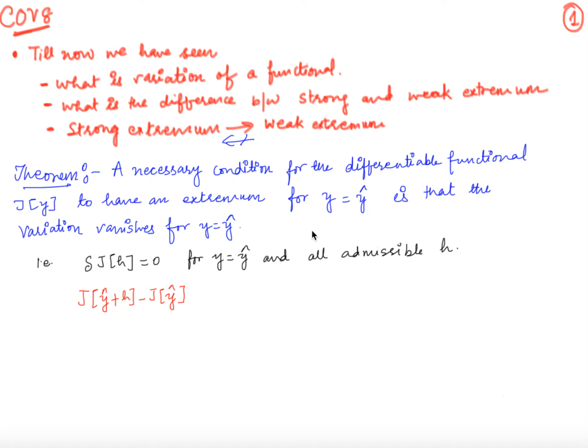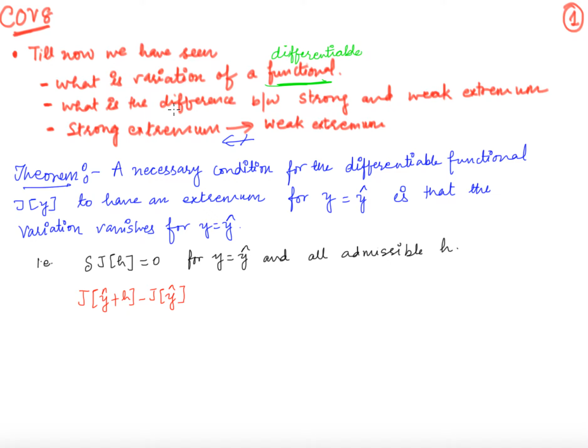Welcome to this 8th lecture on calculus of variations. Till now, what we have done is we have seen what is the variation of a functional. We have seen that if a functional is differentiable, what is the definition of the variation of that differentiable functional, and we have also proved that this variation is actually unique.